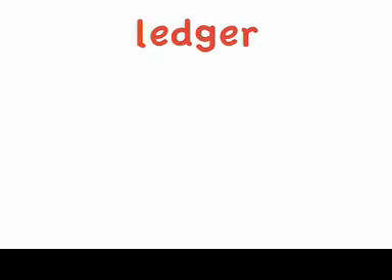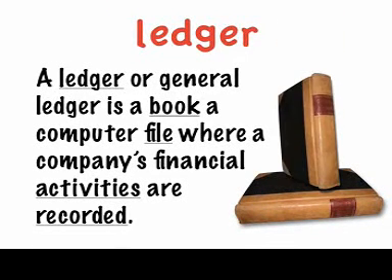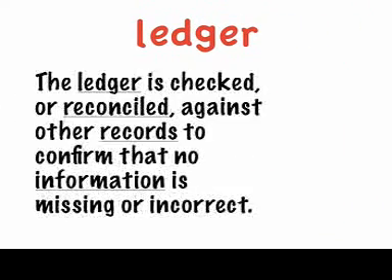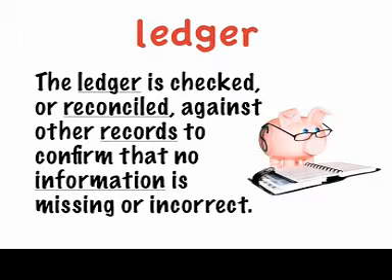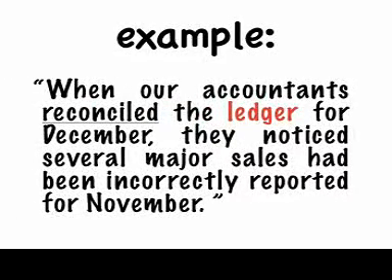Ledger. A ledger or general ledger is a book, or in most cases nowadays a computer file or software program, where a company's transactions are recorded. On a regular basis, the ledger is usually checked or reconciled against other records to confirm that no information is missing or incorrect. When our accountants reconciled the ledger for December, they noticed several major sales had been incorrectly reported for November.